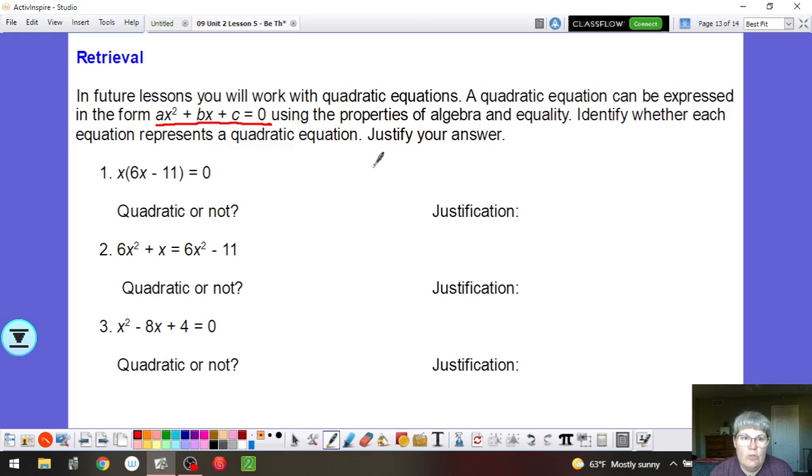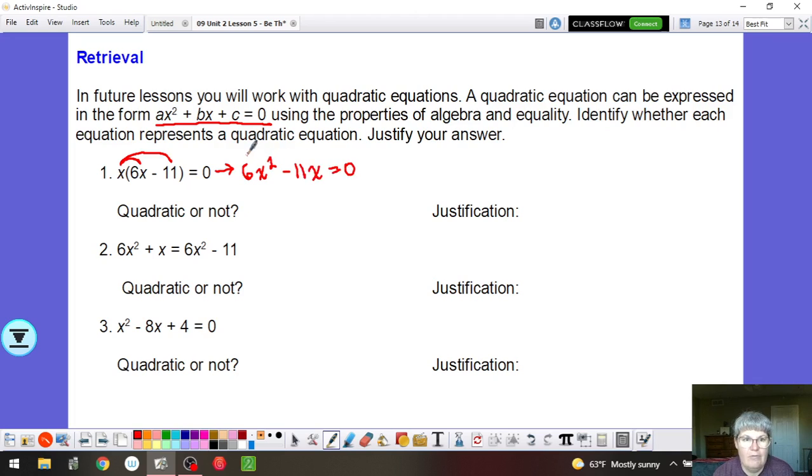Identify whether each equation represents a quadratic equation. Justify your answer. If we look at number 1, I see that x is to be multiplied with 6x subtract 11. I'm going to go ahead and distribute that and see what my result is. So after I distribute, I'm going to have 6x squared minus 11x equals 0.